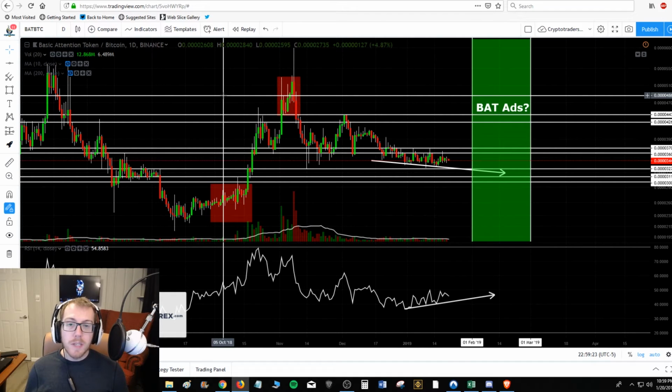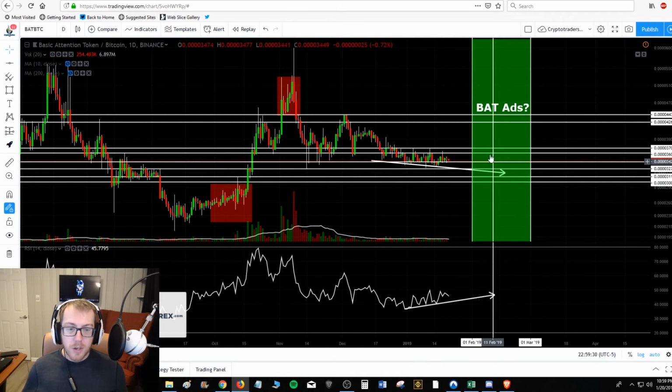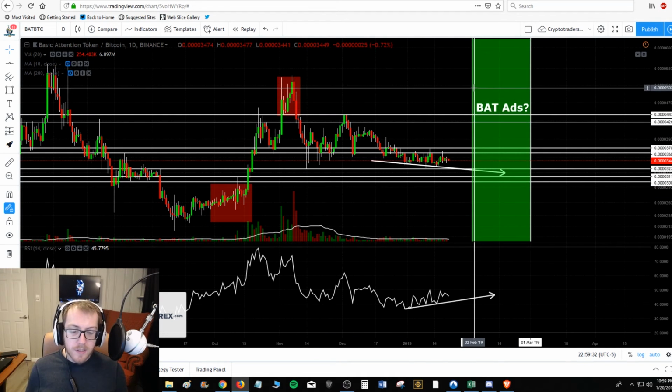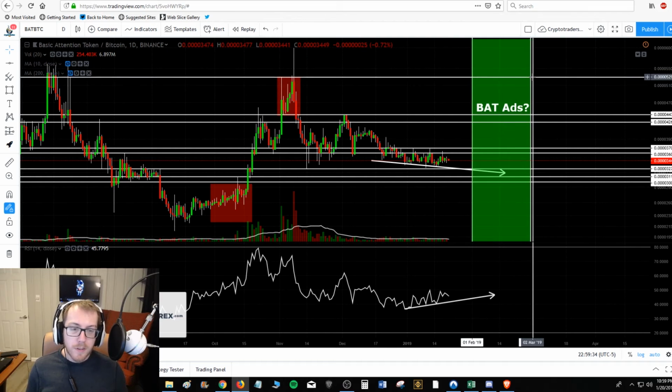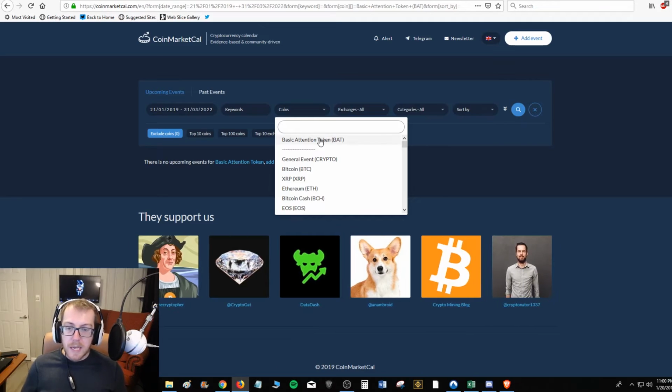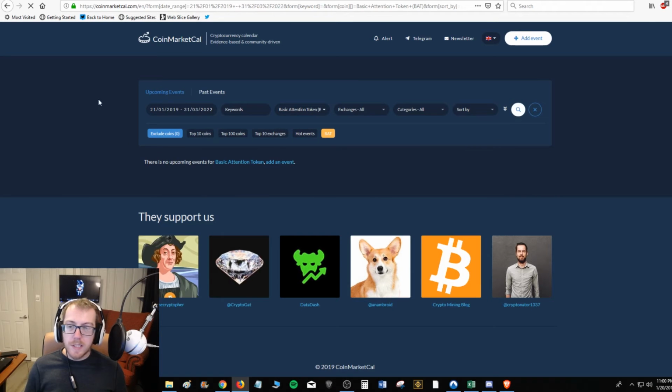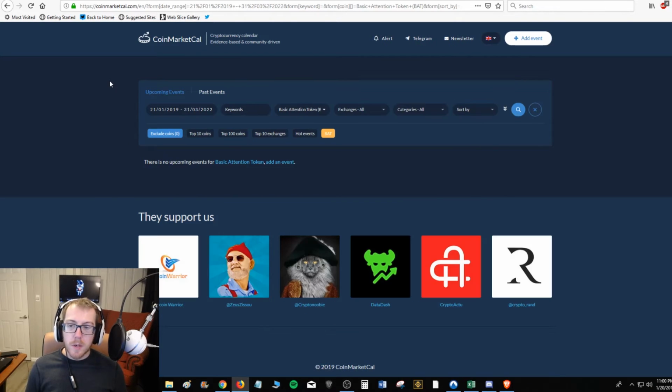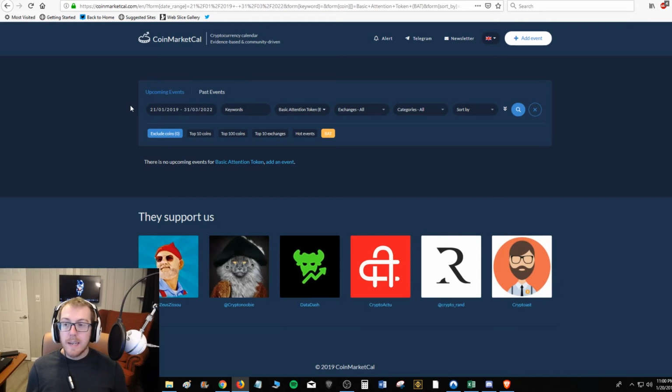So I could only imagine that this is going to be dropping very soon, probably over the next month or so. I've drawn up this chart to show the green box. This is starting on February 1st, ending on March 1st, of when BAT Ads could be dropping. I know that BAT Ads is dropping, but what's really interesting is that I looked up the event on CoinMarketCal and there's nothing about BAT Ads dropping. Now, this could be inaccurate information, or I could use this to my advantage.